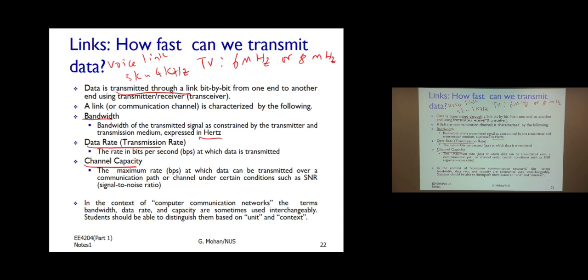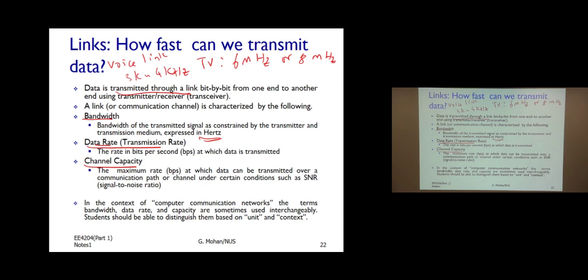This is expressed in hertz. The unit for bandwidth is hertz. There is another term, data rate, which we also looked at before. This is defined as the rate in bits per second. That is how many bits can be transmitted. Given a link, you transmit bit by bit, bit 1, bit 2, bit 3, bit 4. So in 1 second, how many bits can be transmitted?